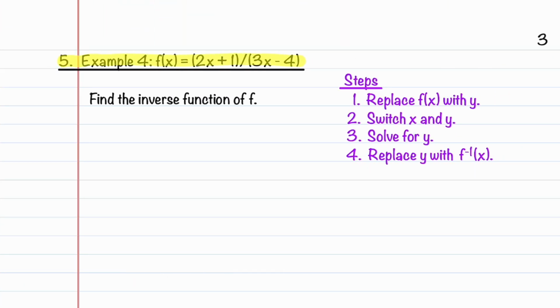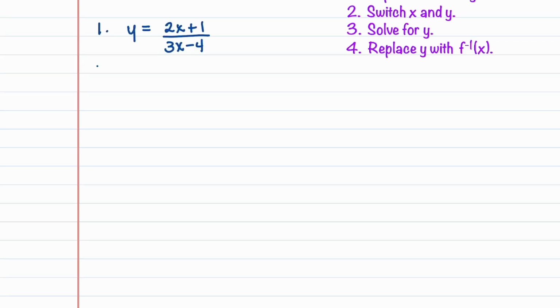Let's now look at our last example. This example is an example of a rational function where we have x in our numerator and in our denominator. Our first step is we're going to replace f of x with y. So we're going to write down that y is equal to 2x plus 1, all divided by 3x minus 4. In our second step, we're going to switch x and y. So this is x is equal to 2y plus 1, all divided by 3y minus 4.